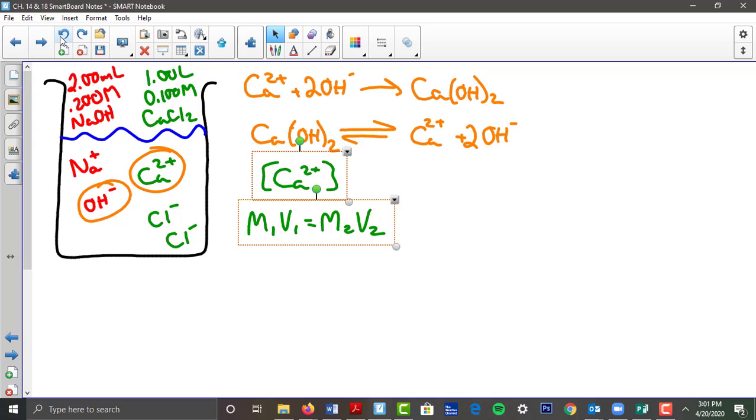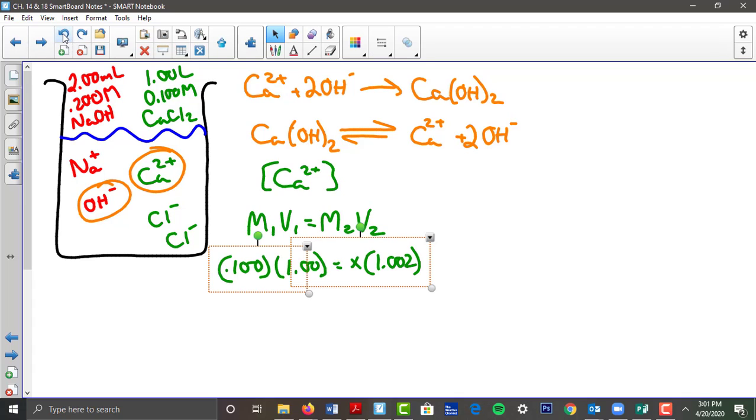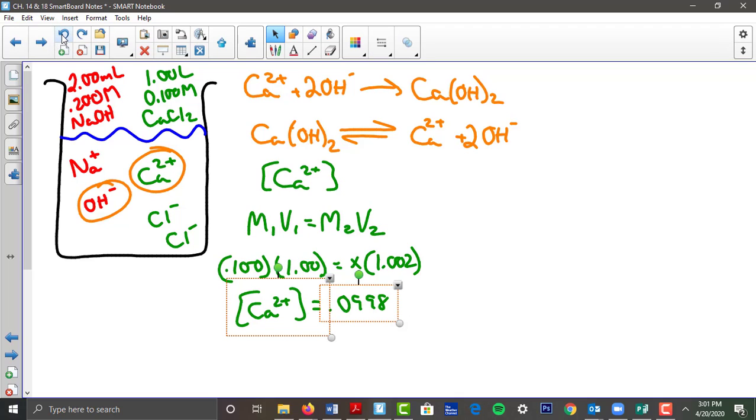To start with the calcium ions. Initially, the molarity of the calcium was 0.100 molar. We had a liter of it. We added only 2 milliliters of sodium hydroxide. So the total concentration went from 0.1 molar in a liter to a new concentration of 0.0998 molar in a total volume of 1.002 liters, or 1,002 milliliters.